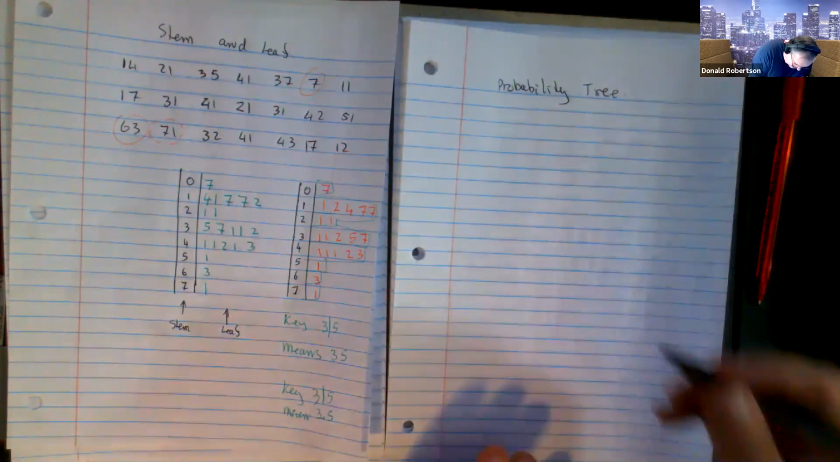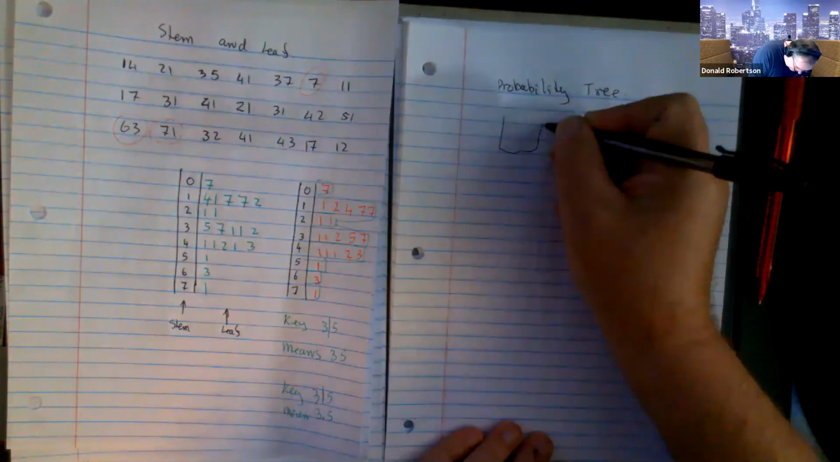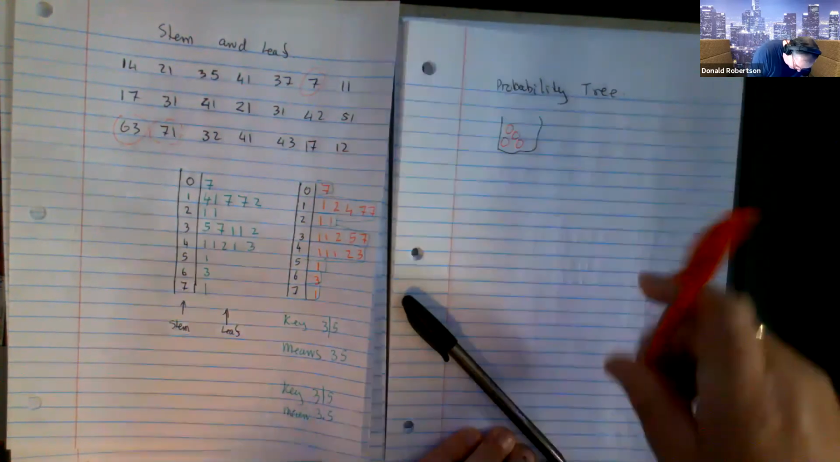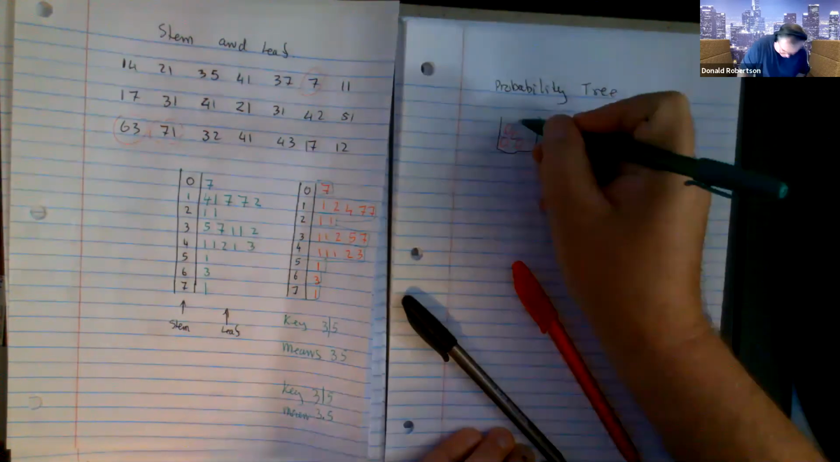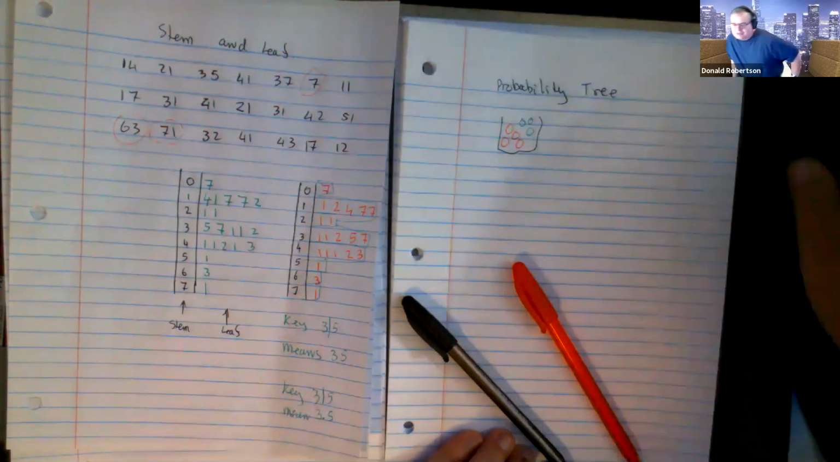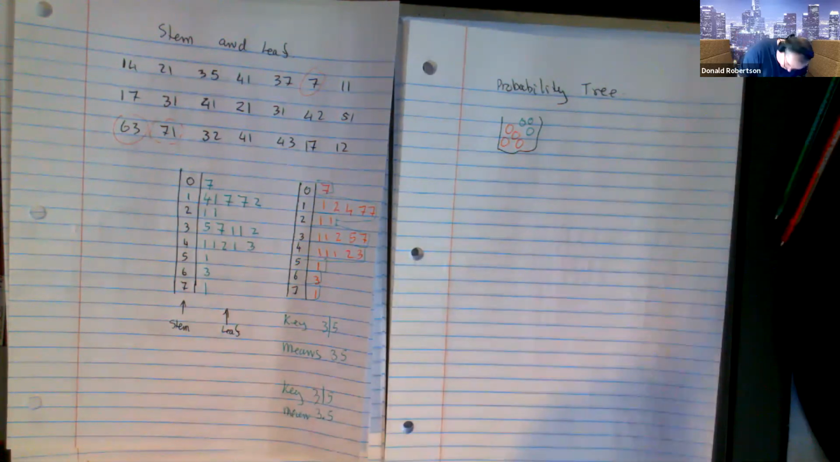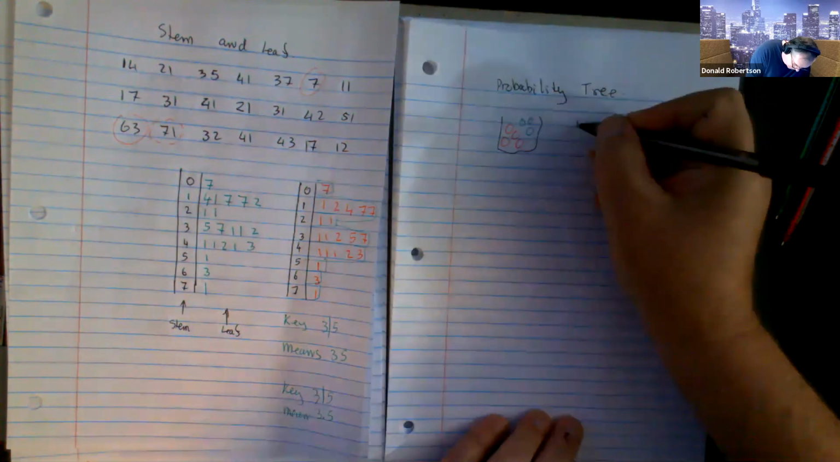I need a story for a probability tree, so here goes. I'm going to have a bag, and in this bag, there are 4 green beads and 4 red beads and 3 green beads, right? And it's going to be pulling beads out of bags. Now, there are 2 versions that you have to be careful about because they generate different probability trees. And they typically are called with replacement.